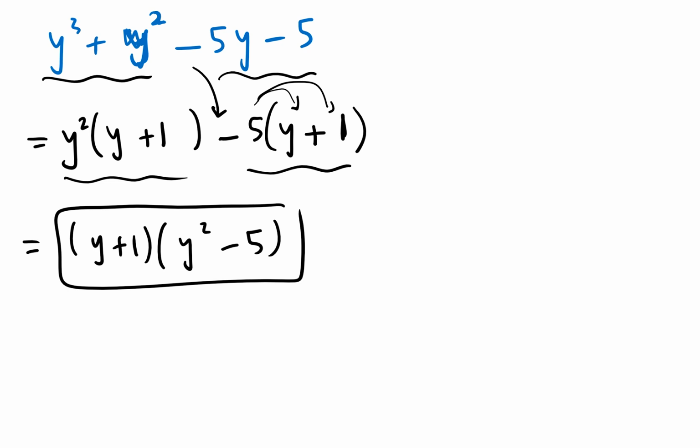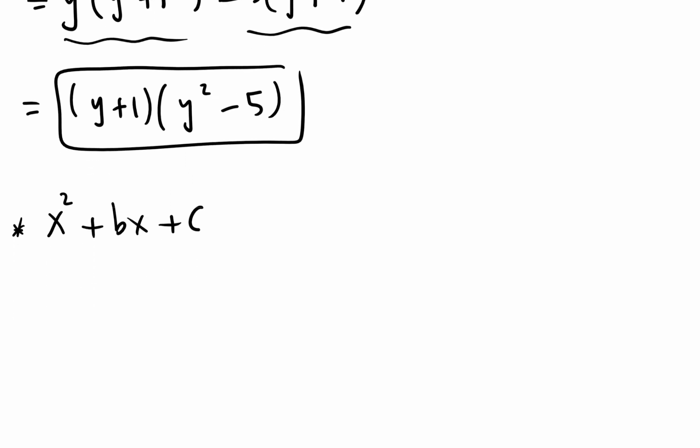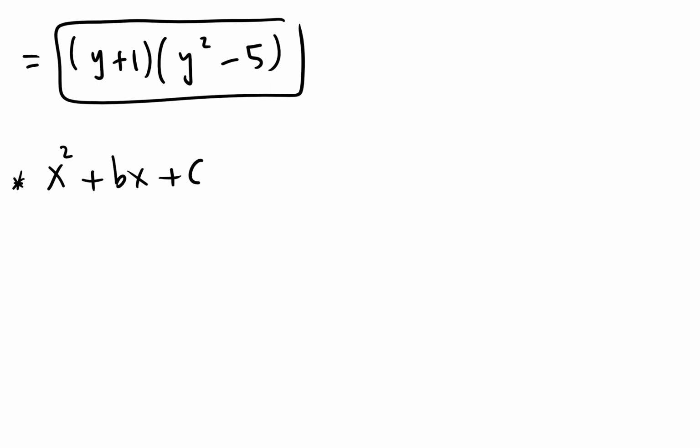That's factoring by grouping. Now we factor trinomials in the form of x squared plus bx plus c. So how do we factor trinomials? Say if we have x squared plus 8x plus 12, let's say. We open two parentheses, as you can see.